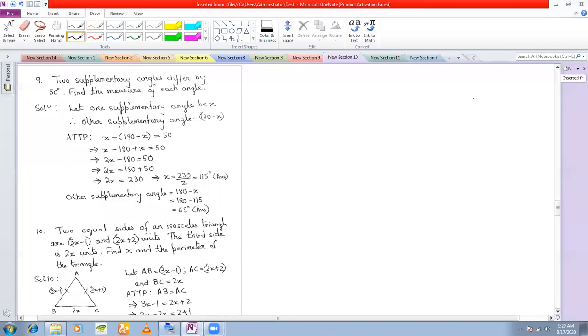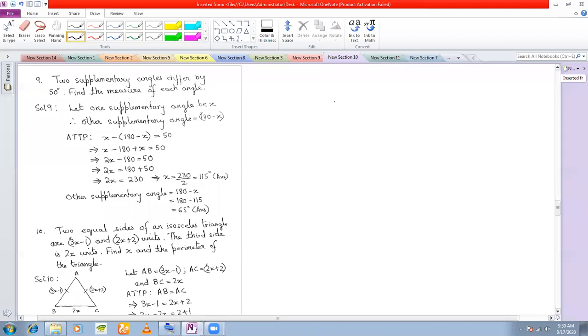Suppose I tell you three angles are complementary, what does it mean? Three angles, what does it mean? Who can tell me? They are less than 90 degrees.